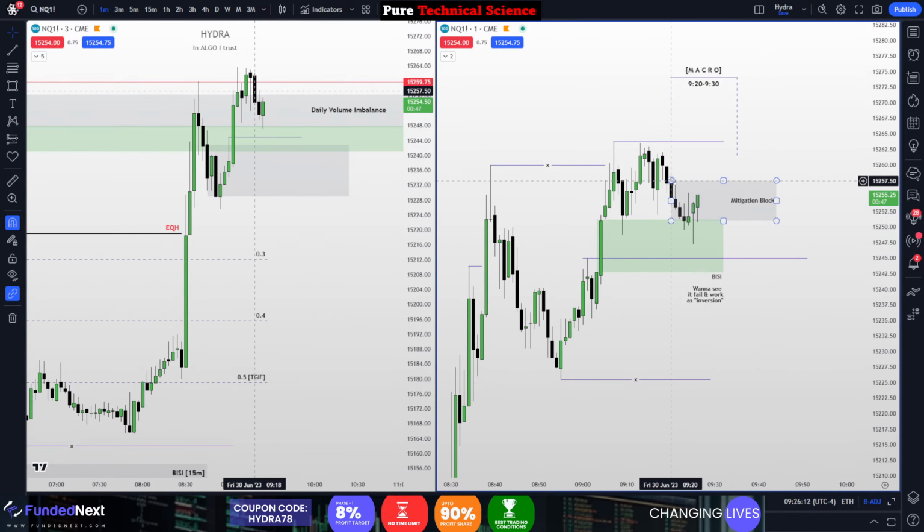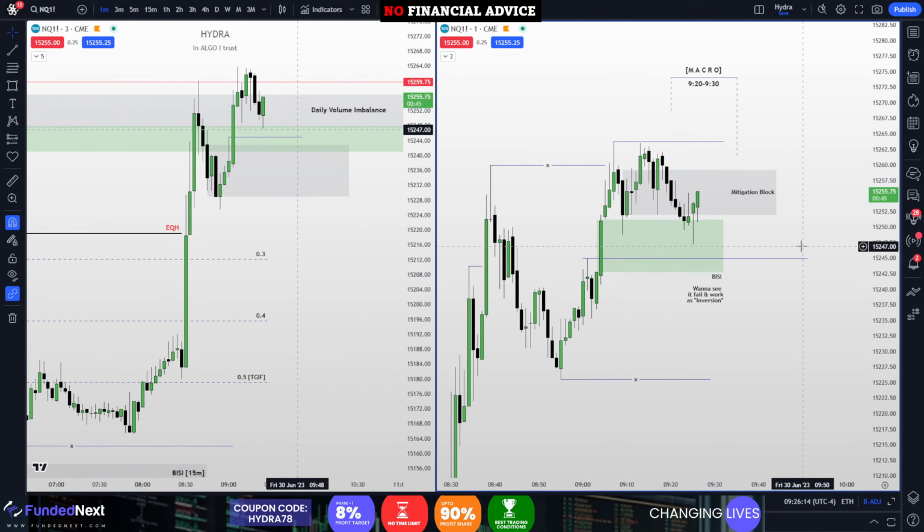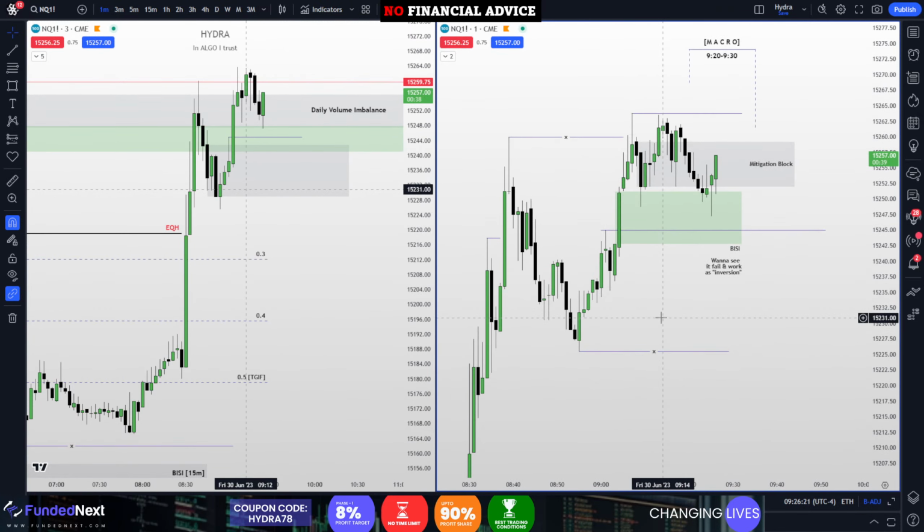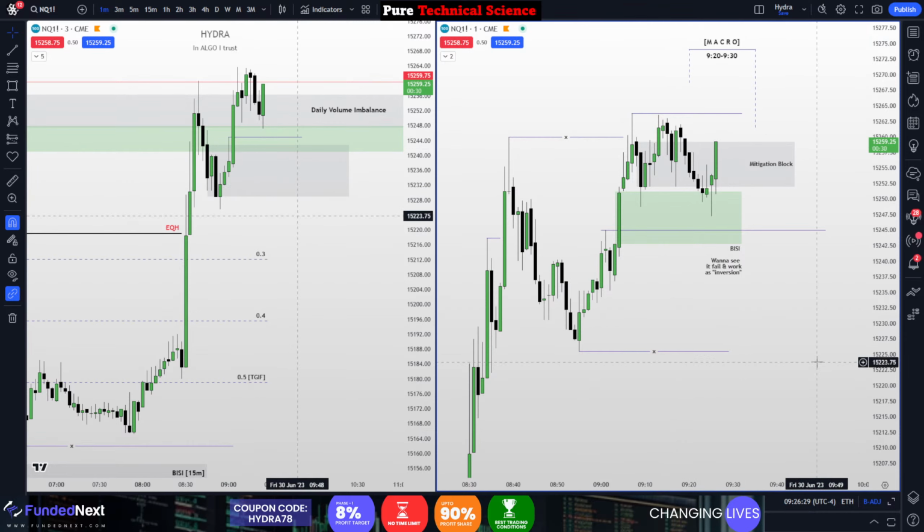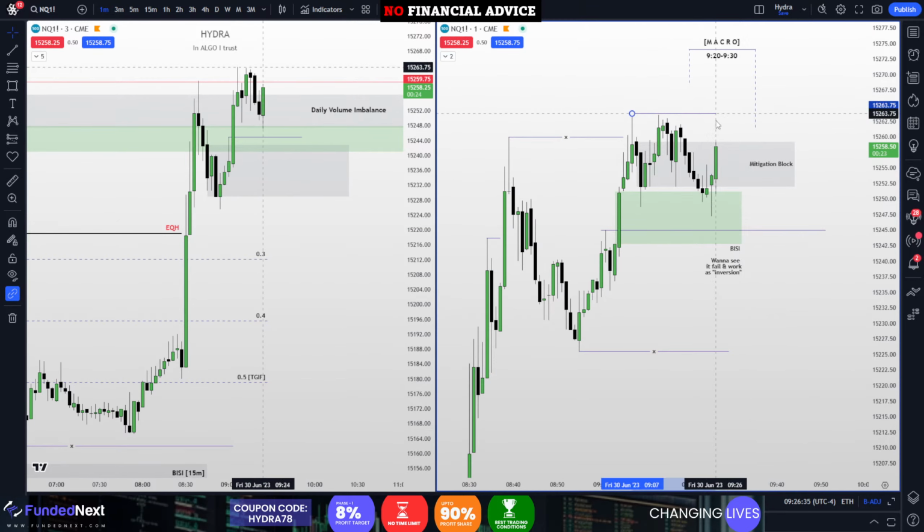Now let's wait to see if this mitigation block is getting failed or not. Price generated enough relative equal lows. Okay folks, I'm not buying. I may be wrong, price may deliver buy side liquidity continuously throughout the whole AM session, but I basically don't care. I trust in my model, so I'll keep continuing to do so.